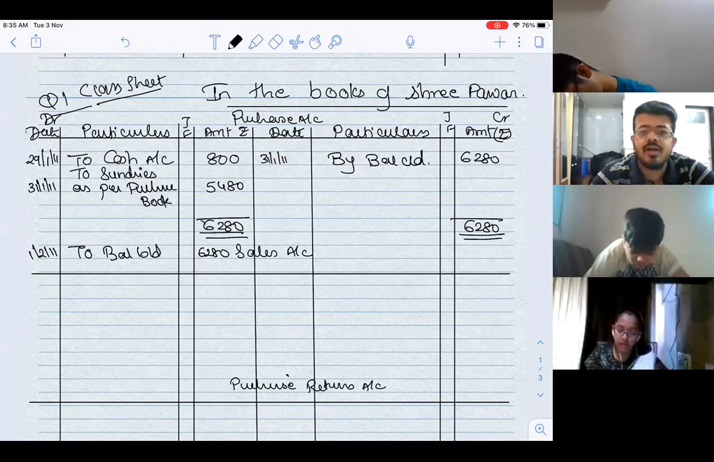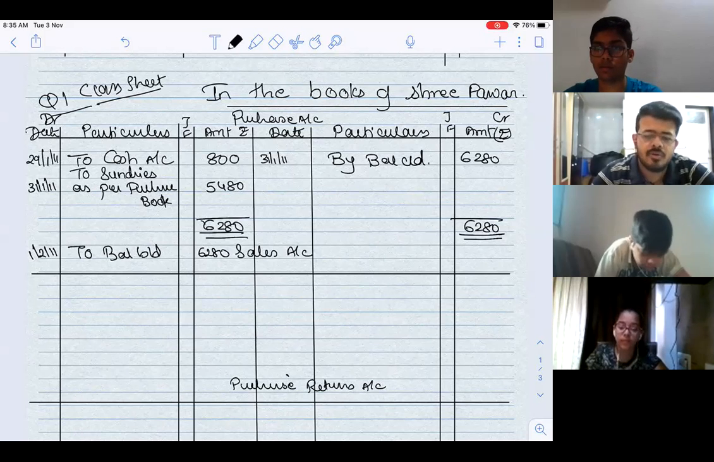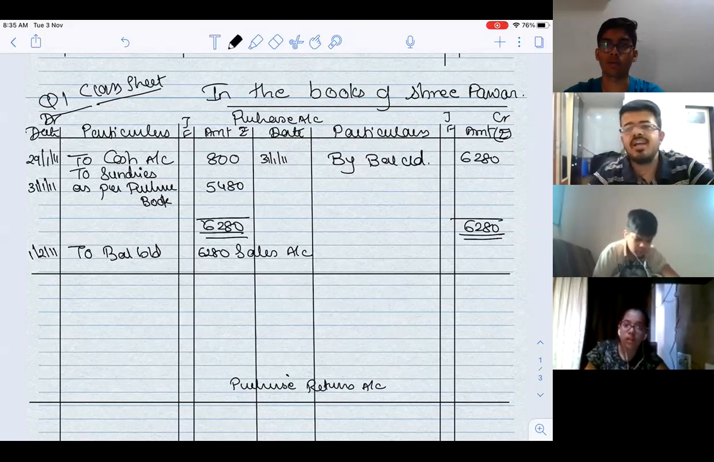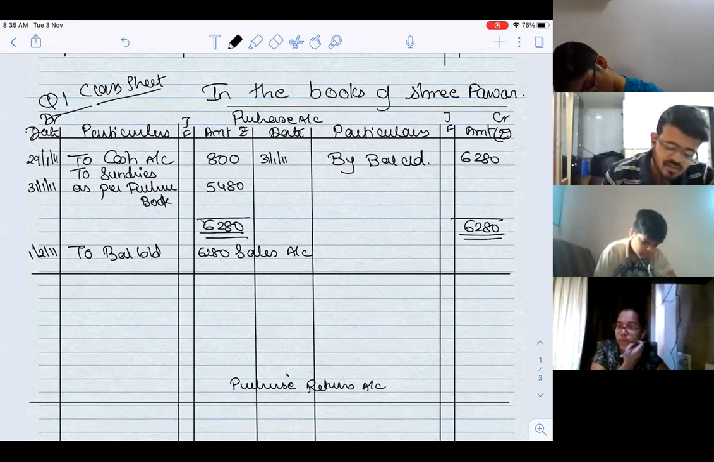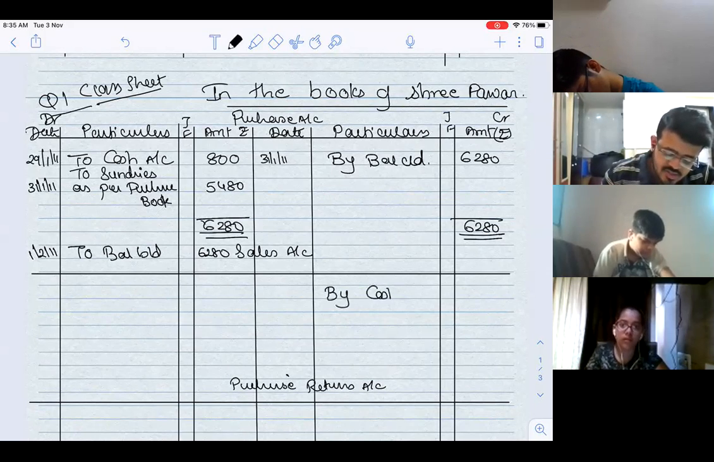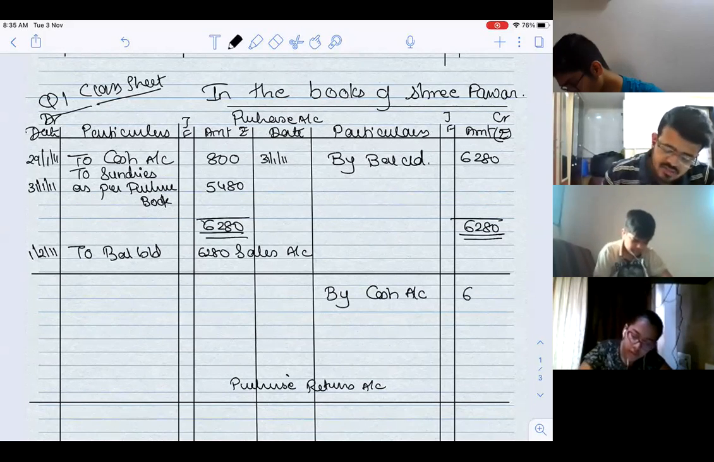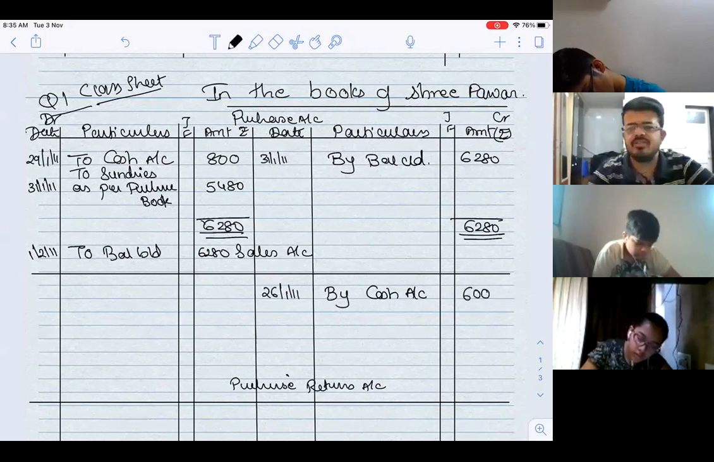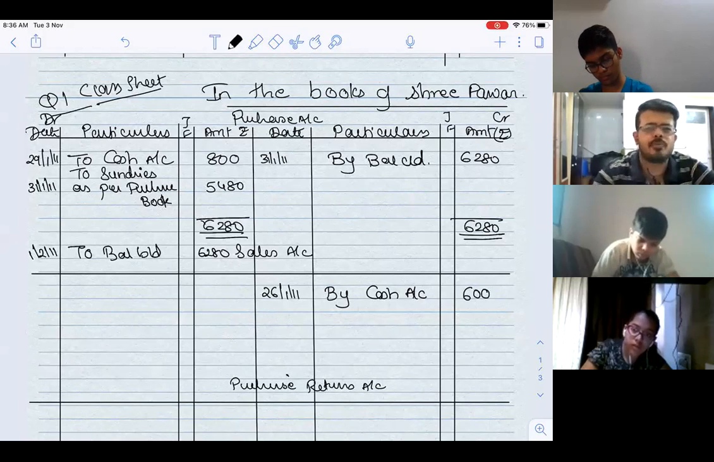Check for sales. Do you have any cash sales in the problem? Yes, on the 26th. How will you post that? Cash to sales. So cash account, to sales, and in sales account, by cash. What is the amount of cash sale? I think that is 600 rupees. Date is 26th. The cash sale and cash purchase have the same date in normal posting.